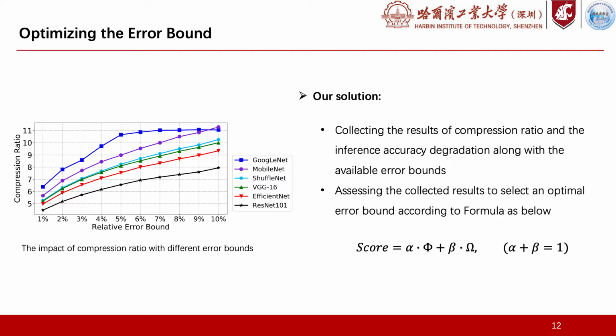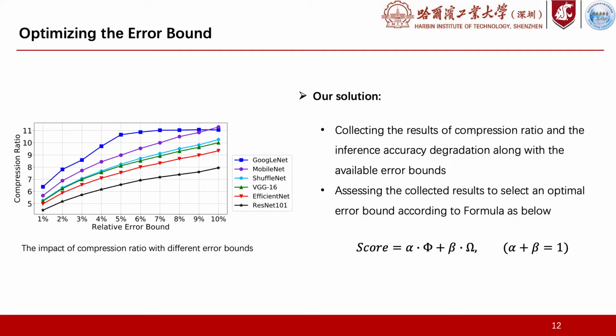Our solution is selecting an optimal error bound by assessing its impact on both compression ratio and inference accuracy loss. Generally, it consists of two steps. First, collecting the results of compression ratio and the inference accuracy degradation, along with the available error bounds, while meeting the requirements of the maximal total accuracy loss of the tested DNN. Second, assessing the collected results to select an optimal error bound according to this formula.